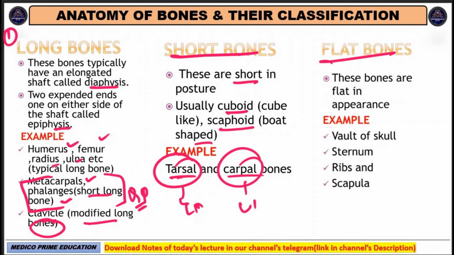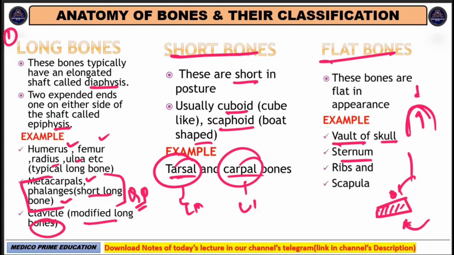Next is flat bones. Flat bones basically have two surfaces, an upper surface and a lower surface. It is a completely flat type of bone. Which bones can these be? The vault of the skull. If you see the vault of the skull, this is flat, with an upper and a lower surface. The sternum is also like that and is a flat bone. Ribs are also flat bones, and the scapula is also a flat bone.